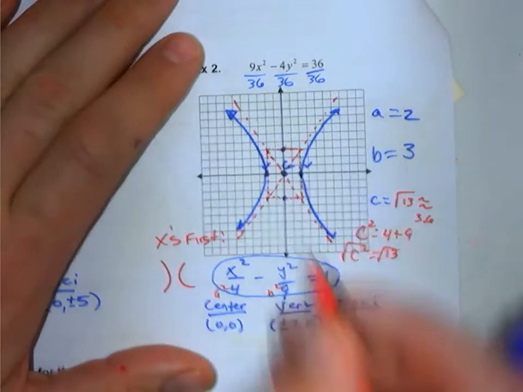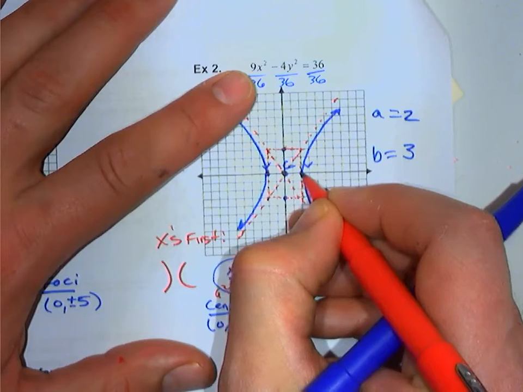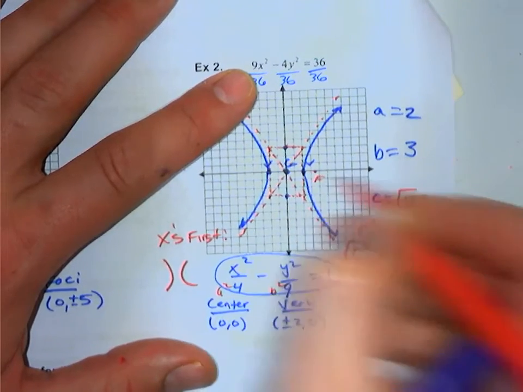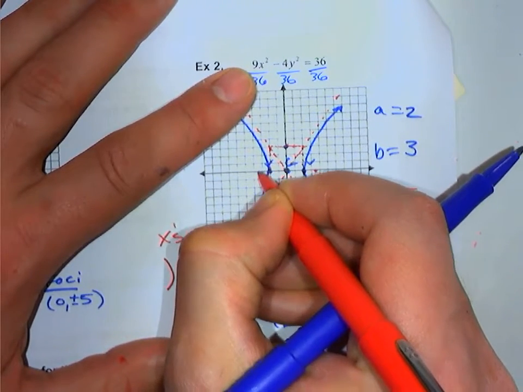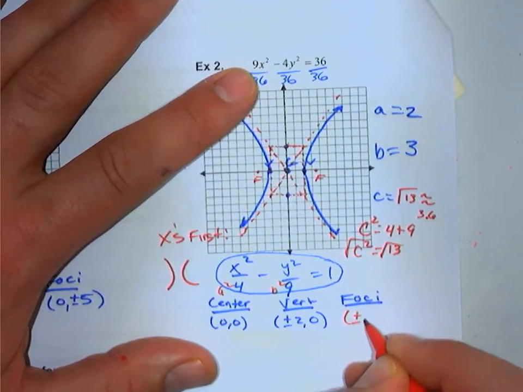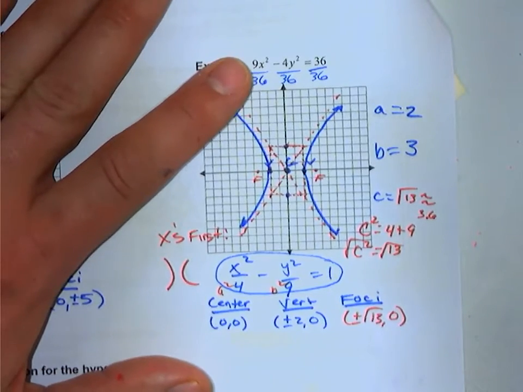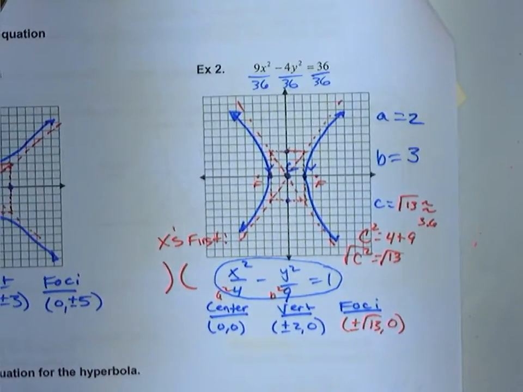So we're going to go again on that transverse axis, that major axis. The x's are first, so we go left and right. 3.6-ish. 1, 2, 3.6-ish. And that is plus or minus root 13 comma 0 is what I want. We want exact values when you're all said and done. We do not want decimals.